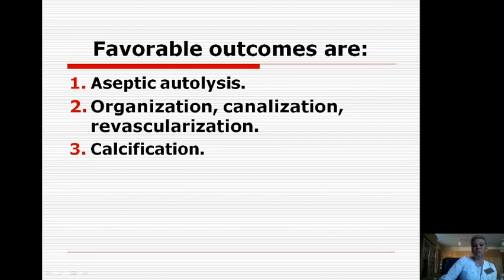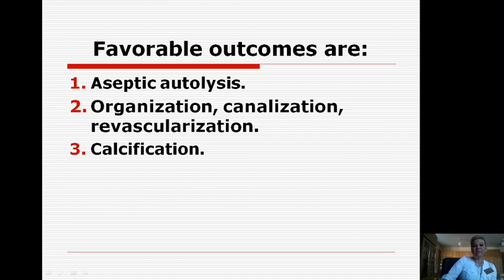Outcomes of thrombus formation. There are five outcomes. Three types are favorable and two are unfavorable. Which are the favorable outcomes of thrombus? First, aseptic autolysis. We see full lysis of the thrombus. It's the most favorable outcome.